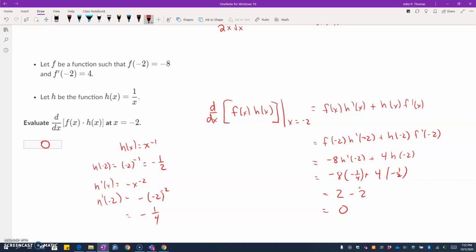So the tangent line in this situation is horizontal, which later we'll see means there's likely a maximum or a minimum at that point.